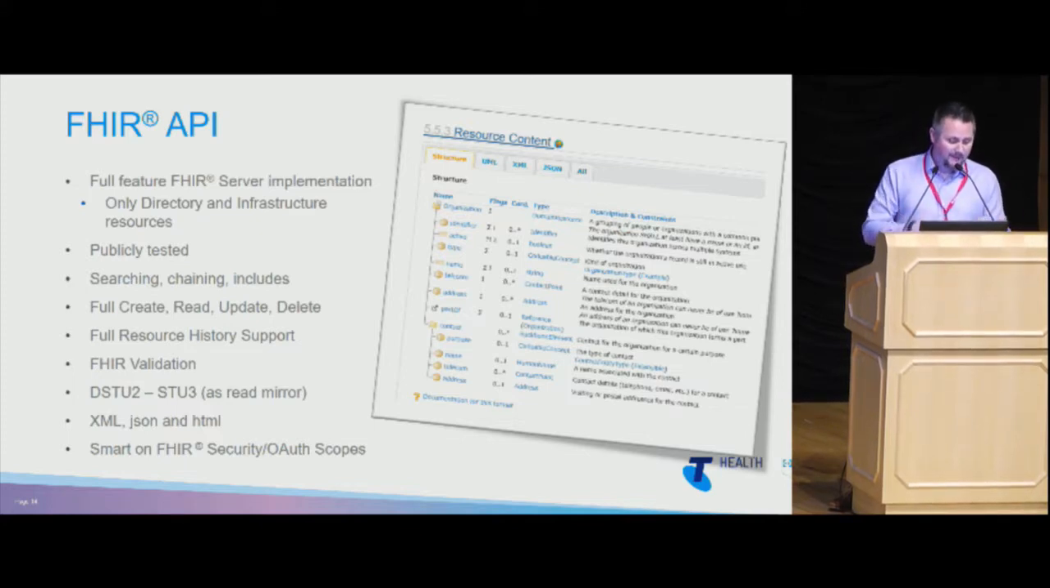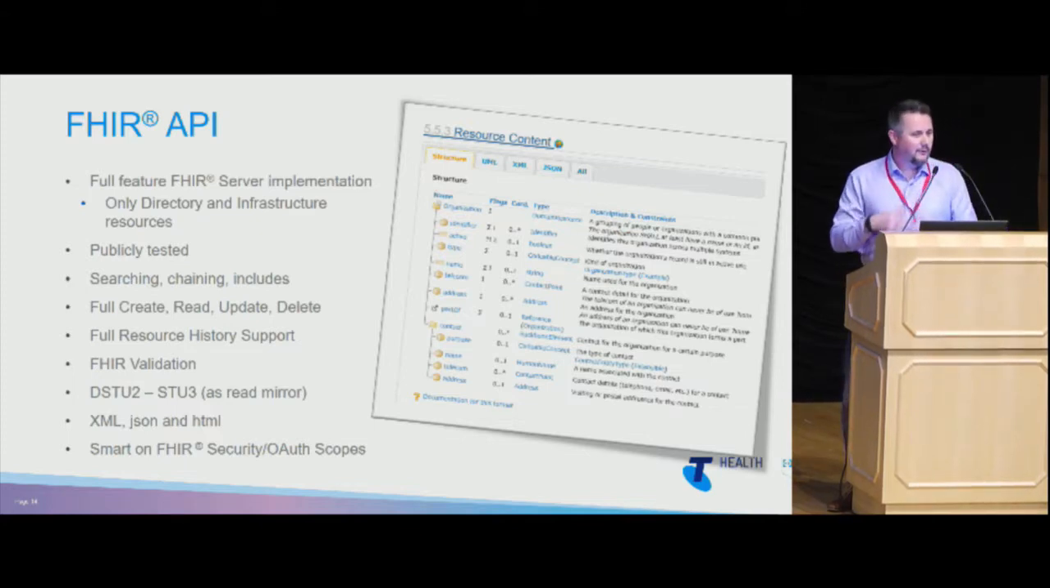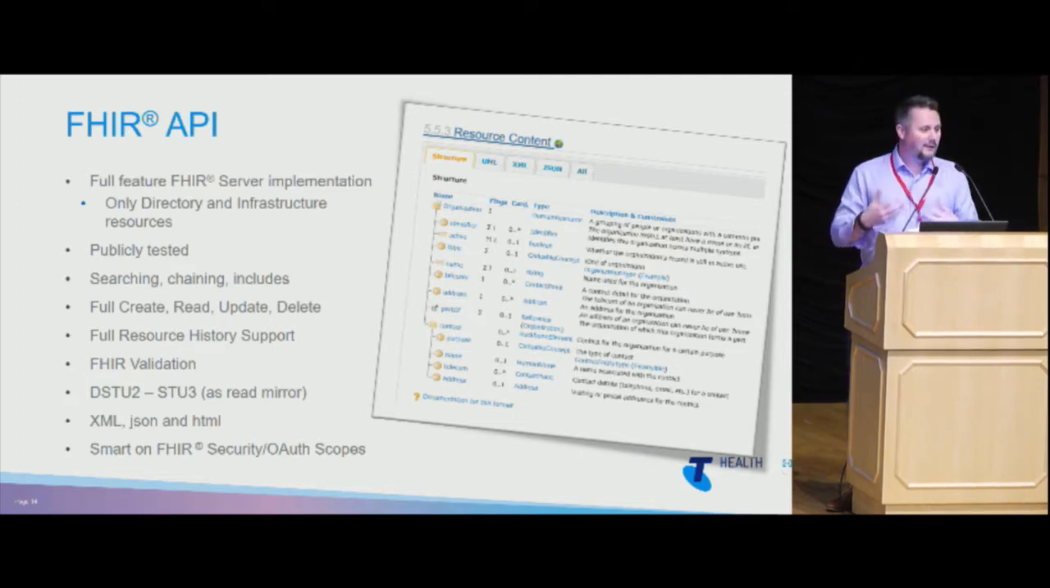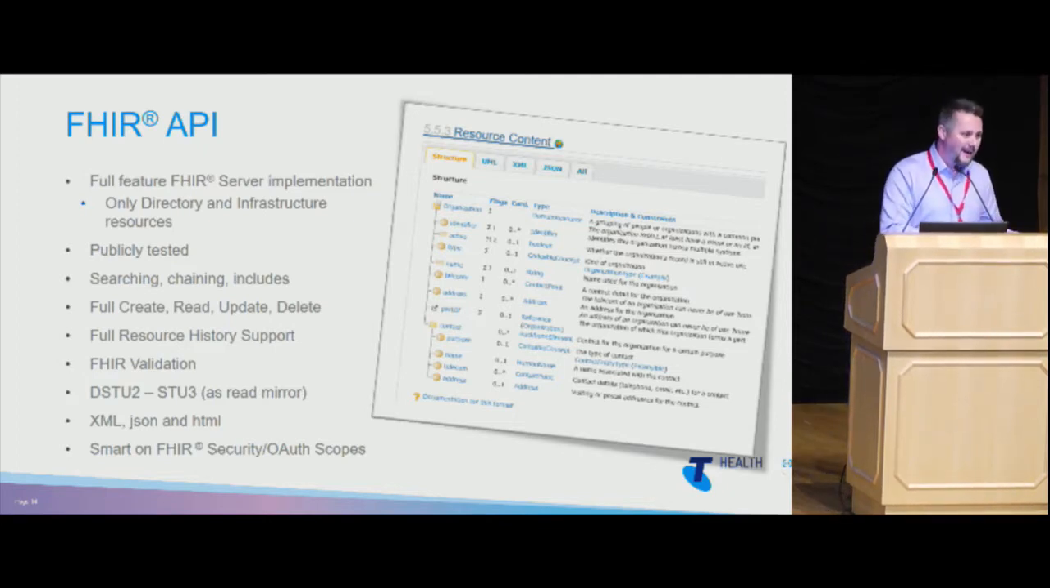It's publicly tested, got searching, chaining, includes, the full CRUD, and one of the things I really enjoy is the full history support. Because it's got that detail under there, I don't need to worry about, oh, we need to add history now. It's just a part of the capacity. So the guys at Clio will be getting that history and access as they go. We've got the full FHIR validation.